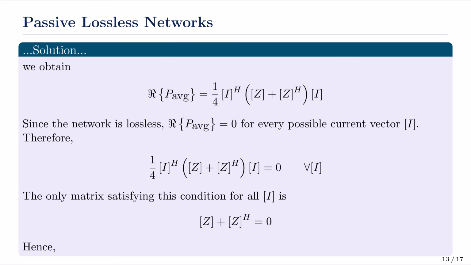The result can therefore be written compactly as Z Hermitian equals minus Z. This means that the impedance matrix of any lossless n-port network is skew Hermitian. This is the general losslessness condition in the impedance representation. Notice that we have not assumed reciprocity. Therefore, this result applies equally to reciprocal and non-reciprocal lossless networks.